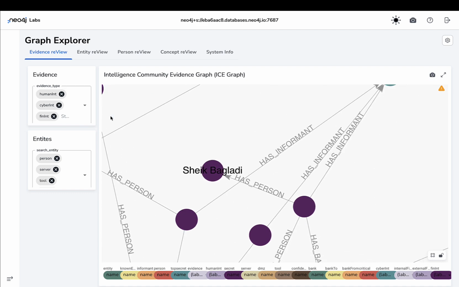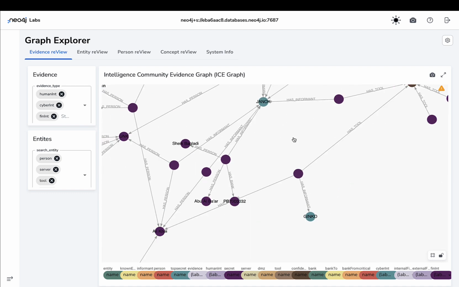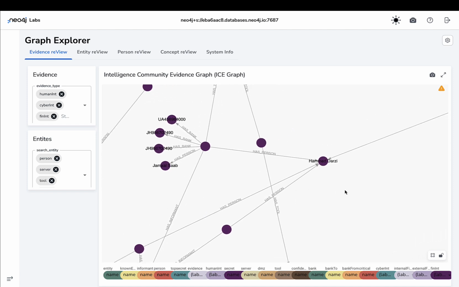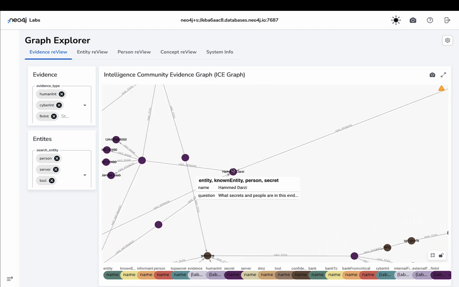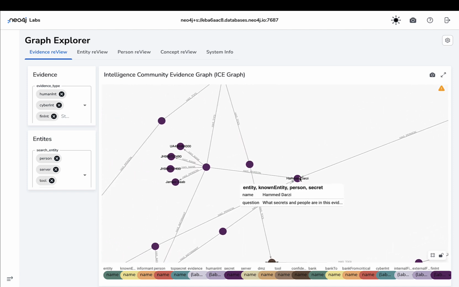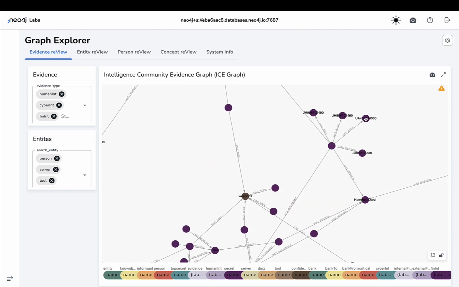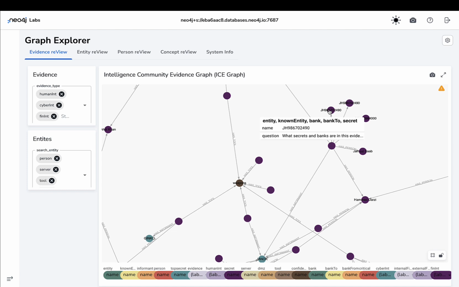I have to zoom in again. Zooming in is just with your mouse. You can zoom in and out. If you click and drag, you can move the graph around. So let's say here we're looking for Darzi. And we go here. So here is that intelligence, and you can see now we have that bank account showing up. And we can keep going in this graph.